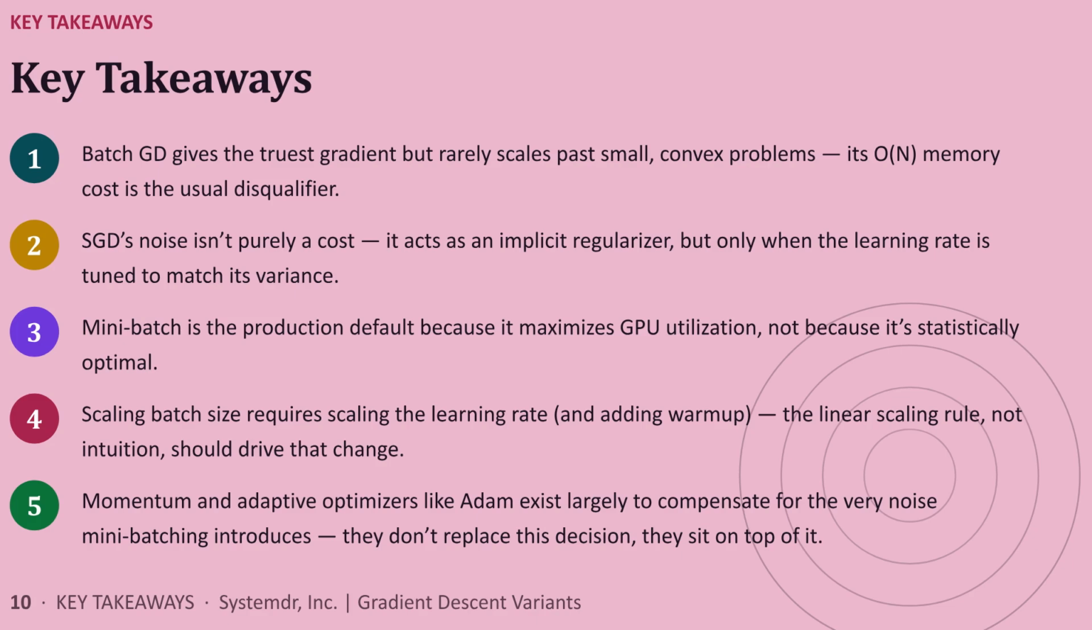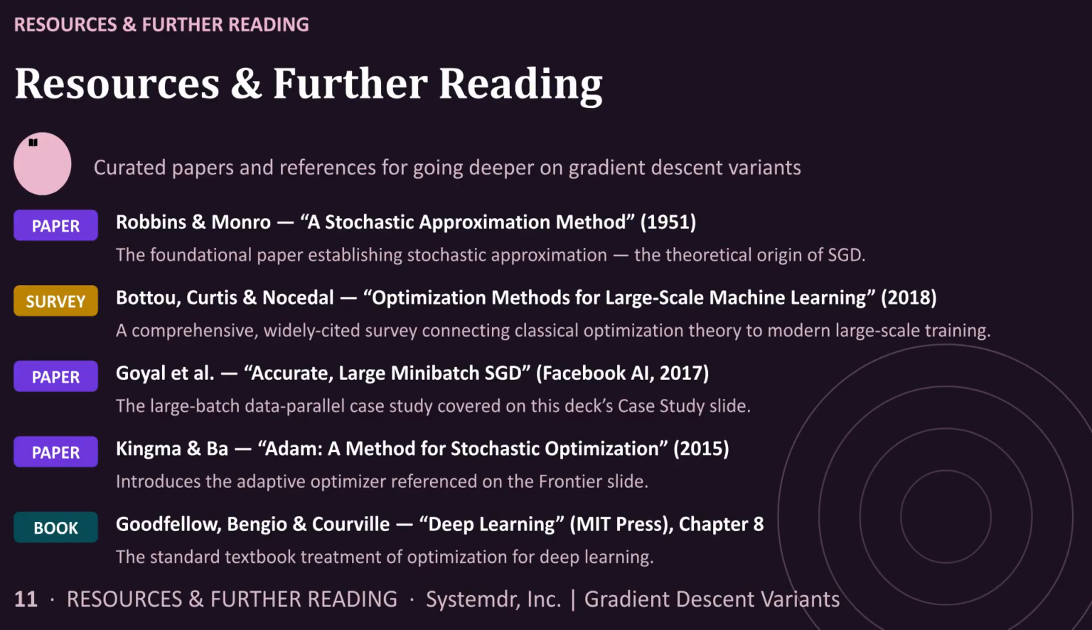If there's one of these 5 to overemphasize, it's number 4. An unscaled learning rate after a batch size change is, in my experience, the single most common root cause behind a "we scaled up and got worse results" incident. For anyone who wants to go deeper, here's where to go next. 5 references, roughly in order of how I'd read them.